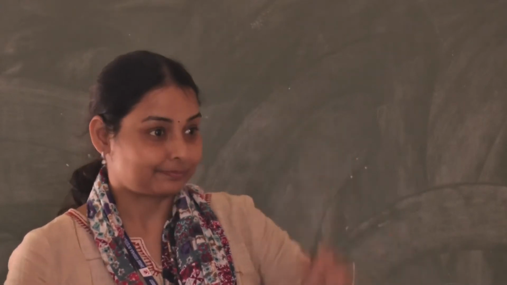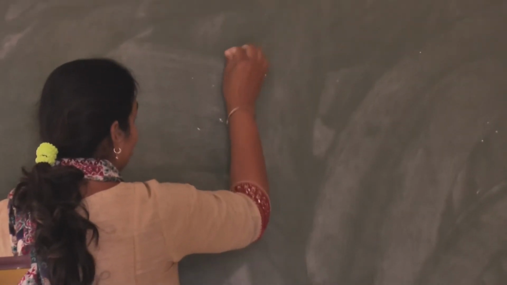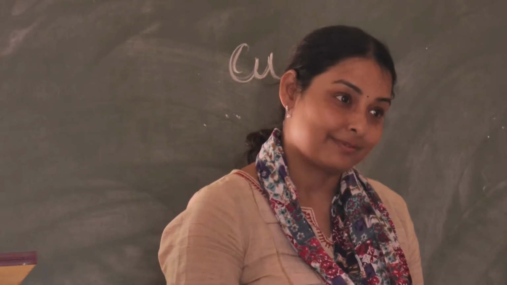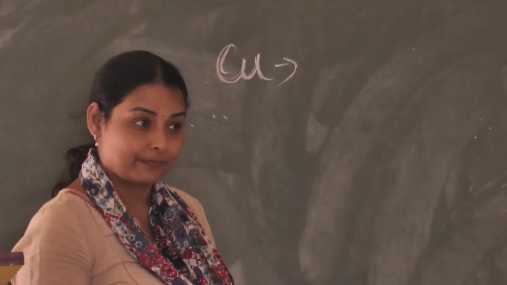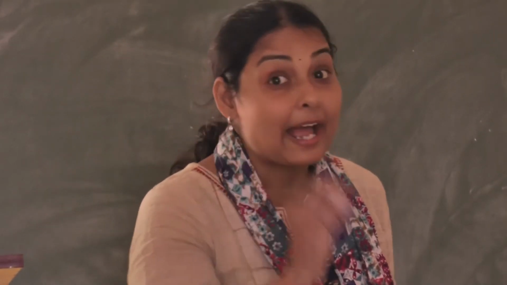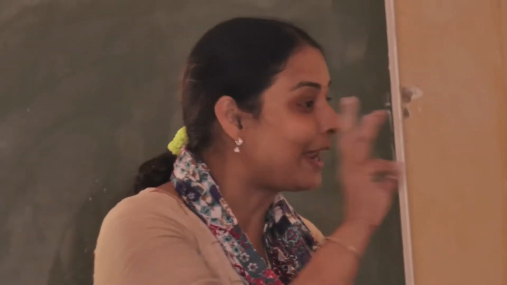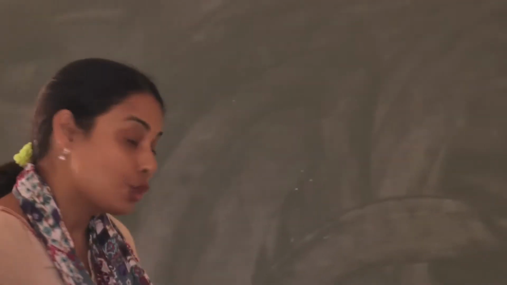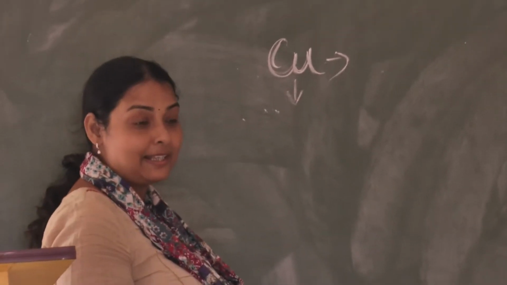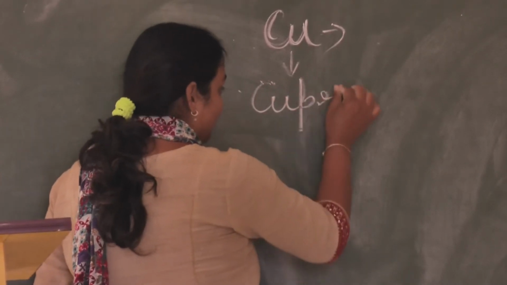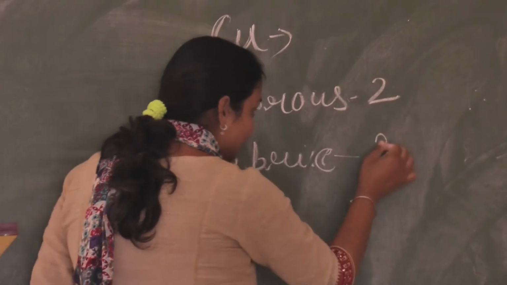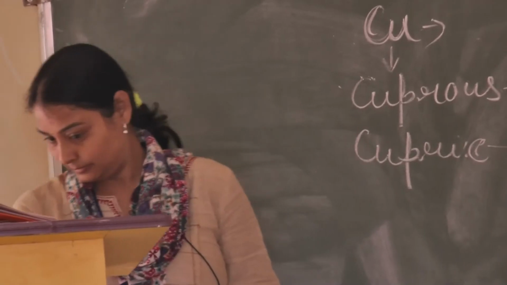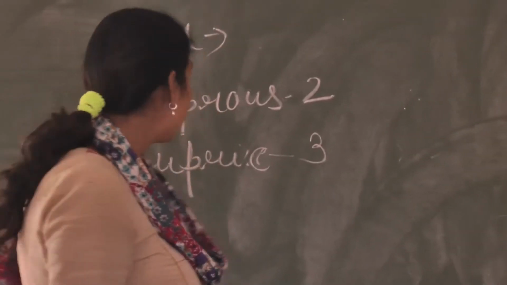But when we talk about copper, copper has variable valency, that is cuprous and cupric. Cuprous and cupric. When we talk about cuprous formation, the valency is 2, and cupric has 3. It means copper has the tendency to share 2 or 3 electrons. Is that clear? So you can write: copper has variable valency, cupric and cuprous. Note it down. Cuprous is 2, and cupric is 3. Clear? Got it? This is for copper.